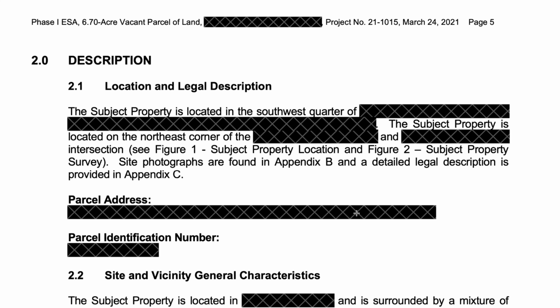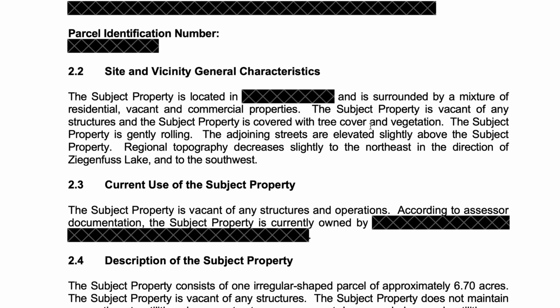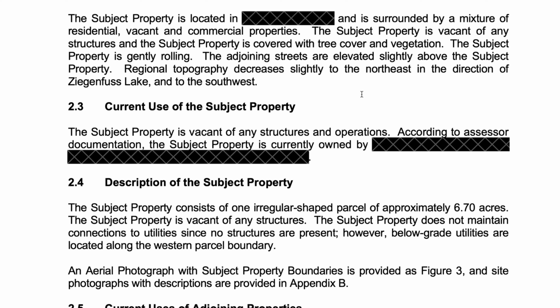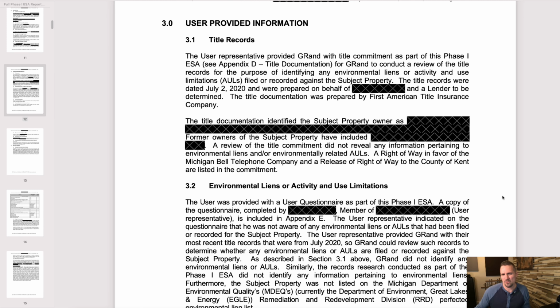And then if we keep moving down here, this just spells out a pretty clear description of the property, like the legal description, parcel address, parcel ID number, the characteristics of the site. Then this user provided information. There's a number of things that I had to provide to the environmental consultant so they could do these extra parts of the research. Some of it also came from the current owner of the property or the seller.